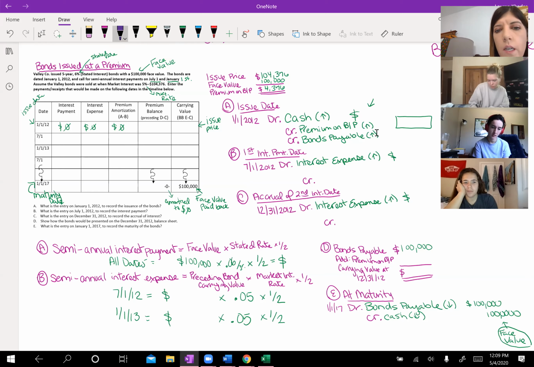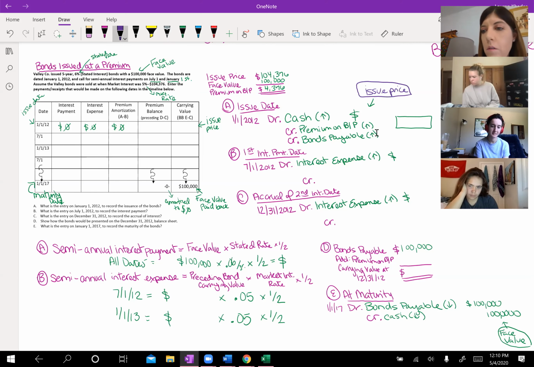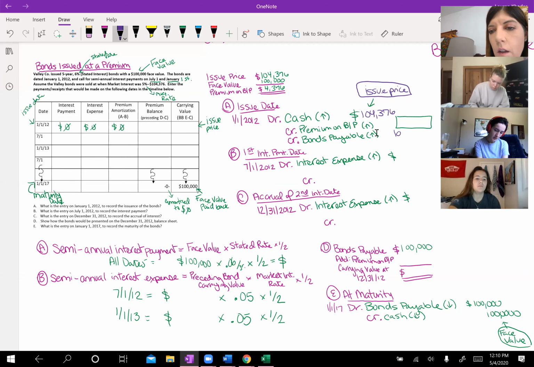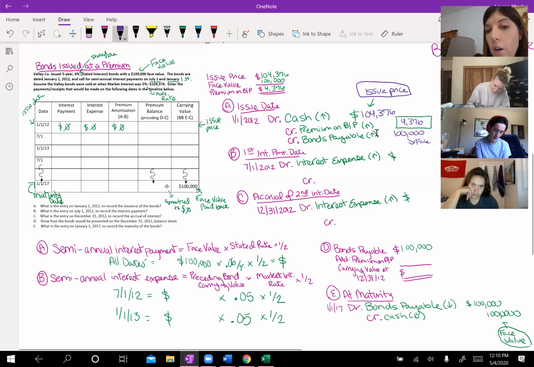On the issue date, January 1st, 2012, how much cash do we receive? 104,376. That's right, the issue price. So we're going to debit cash for 104,376. We're going to credit bonds payable for how much? 100,000, the face value. And the difference between these amounts is 4,376, the premium. So we're going to credit premium on bonds payable for 4,376.